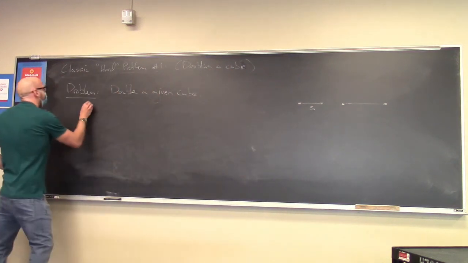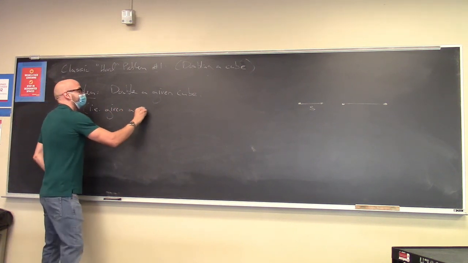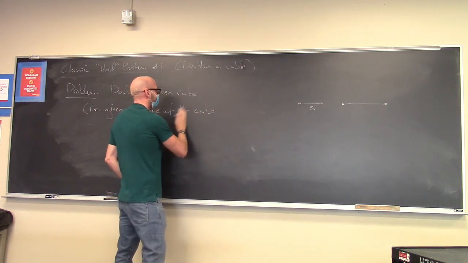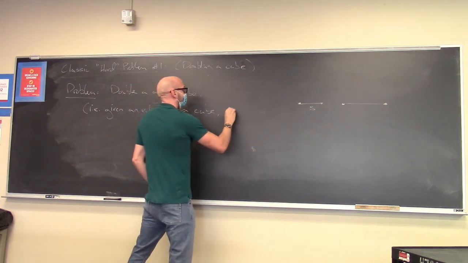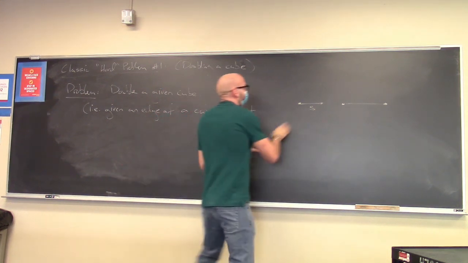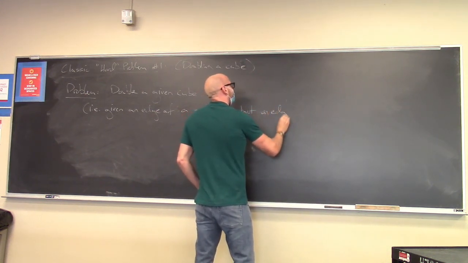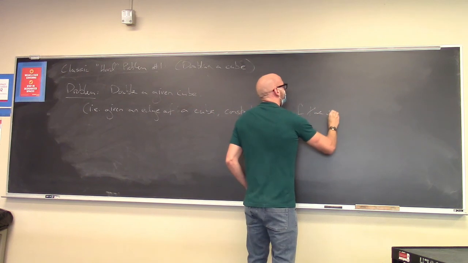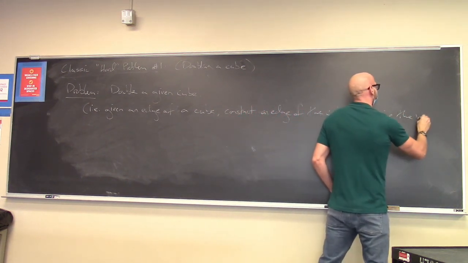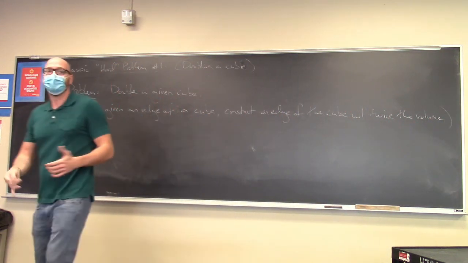All right, so i.e. given an edge of a cube, construct an edge of the cube with twice the volume. So we're not actually constructing this three-dimensional figure, it's just an edge.